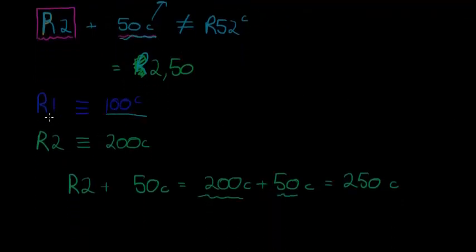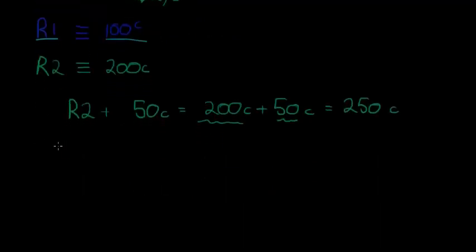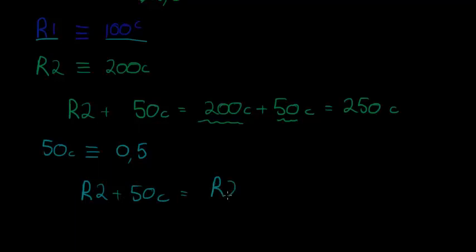Well, 100 cents is a whole rand, okay, which means 50 cents would be equivalent to half of 1, and a half of 1 in decimal numbers is 0.5. So what I have is 2 rand plus 50 cents is actually equal to 2 rand plus, and instead of 50 cents, we say it's 0.5 rands, okay, half a rand. And that means adding them together.